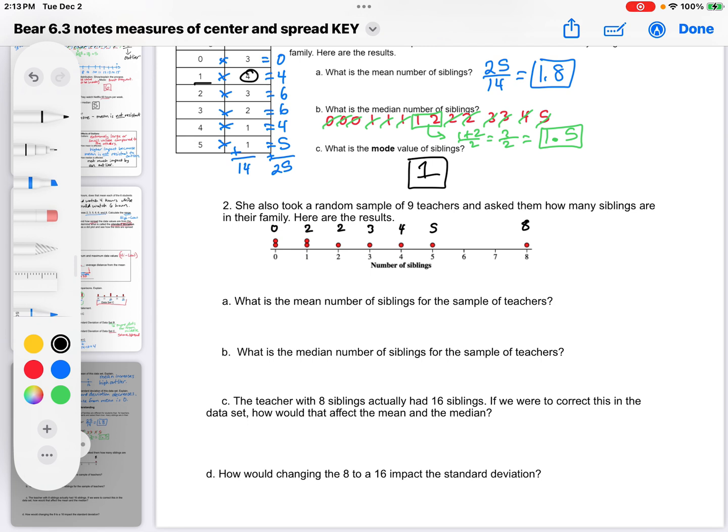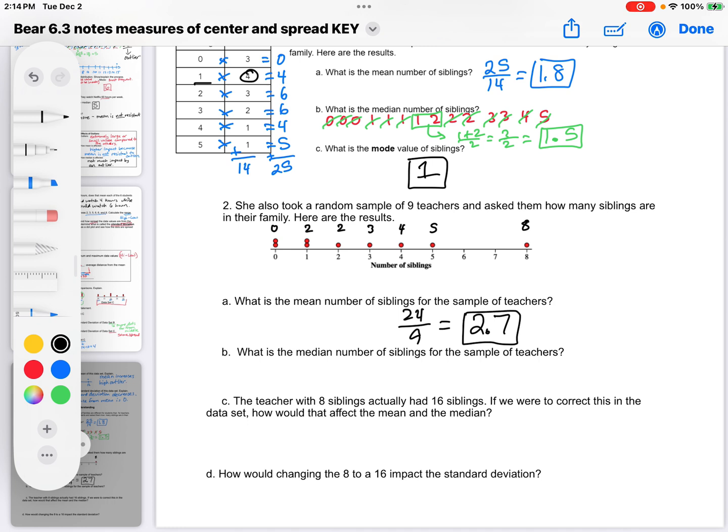So we're going to add those numbers up. 0 plus 2 plus 2, 4 plus 3 is 7, 8, 9, 10, 11, 16, 24, divided by 9. So we have 9 dots. 24 divided by 9 is 2.7. Okay.